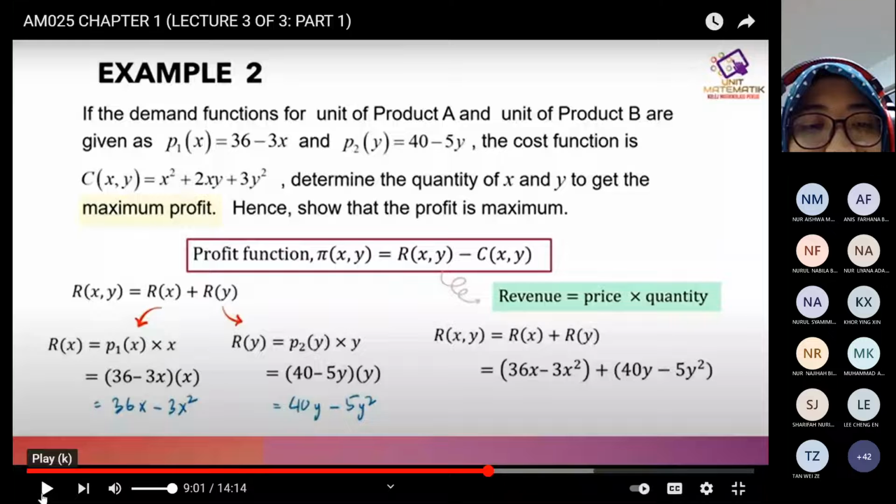Okay, and then for Y pula, price Y times quantity Y baru dapat revenue Y. Kemudian kita kena tambahlah hasil revenue tu. Ni yang kat sini ni, nampak ni? Yang medium bulat ni. Ni ialah revenue, kita tambah revenue daripada X, revenue daripada Y. That will form your new revenue function which is R(x,y).